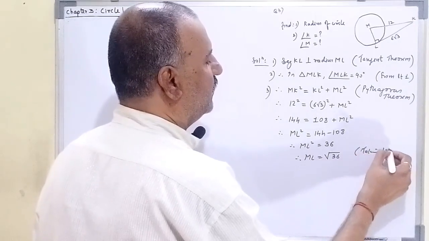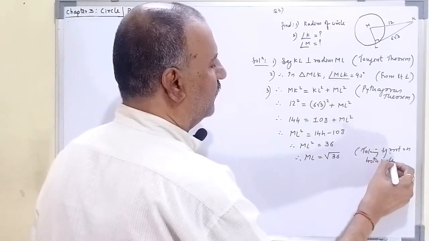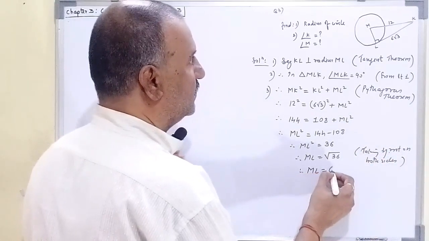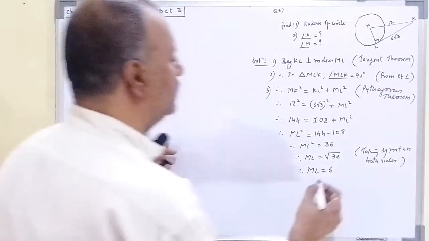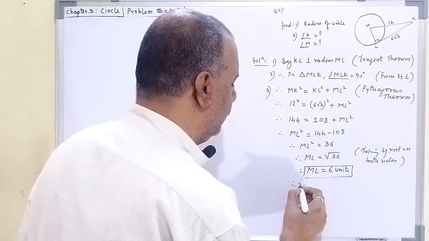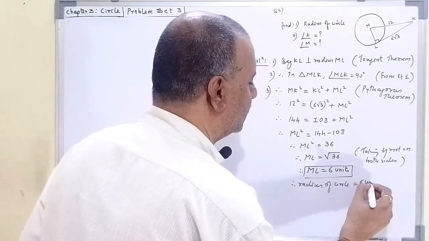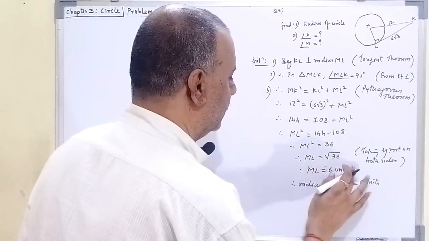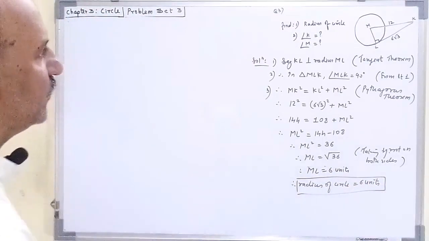taking square root on both sides. Therefore, ML is 6 centimeters. Are any units given? Nothing. So 6 units is the answer. So radius. Therefore, radius of circle equal to 6 units. This is what was asked. So circle this, highlight this.